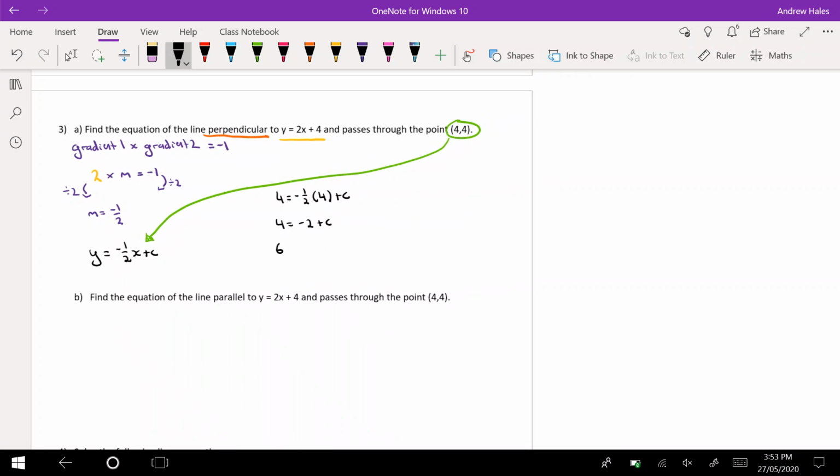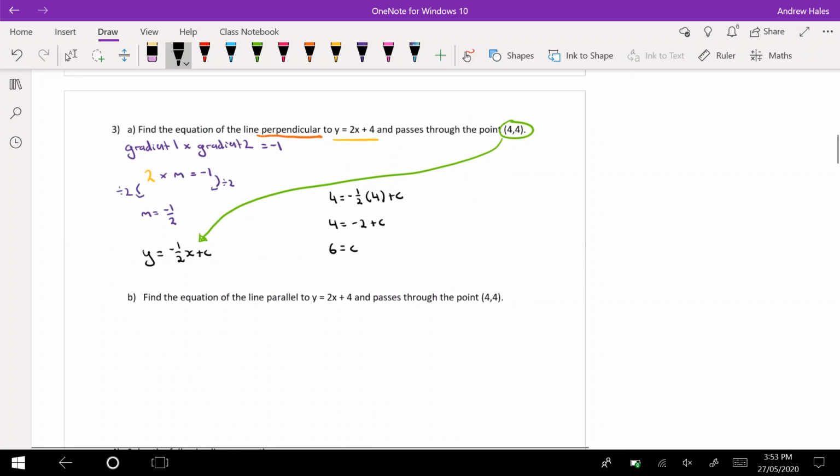So 6 is equal to c because I add 2 on both sides there. Add 2. Add 2. So I now know the gradient is negative 1 over 2. I know that c is equal to 6. So the equation of my line is y equals negative 1/2 x plus 6.